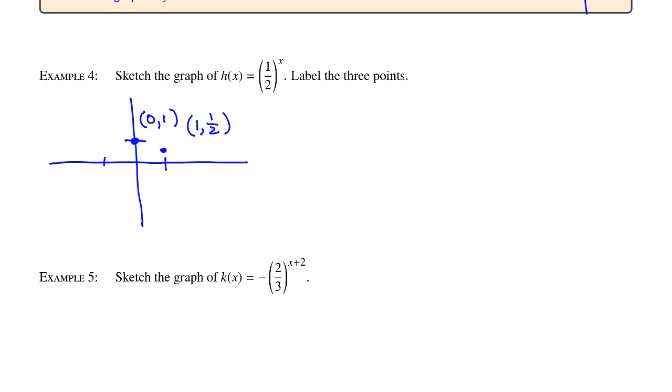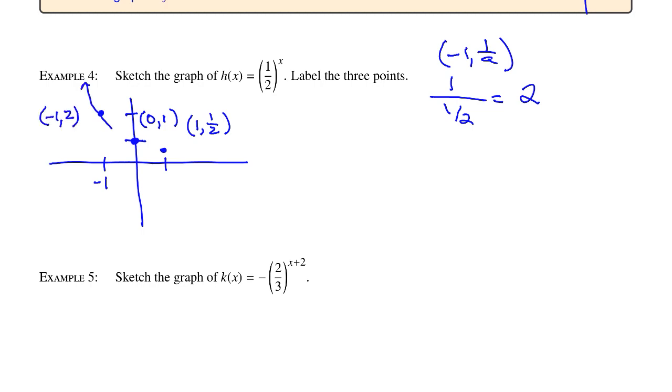And then for -1, we take the reciprocal of the base. Well, the reciprocal of the base is the reciprocal of a half. When you take the reciprocal of a fraction, you end up just flipping the fraction over. So the reciprocal of a half is actually 2. And so that puts it up here. So that's a little bit strange, but that's okay. Everything else is the same. Draw the graph.